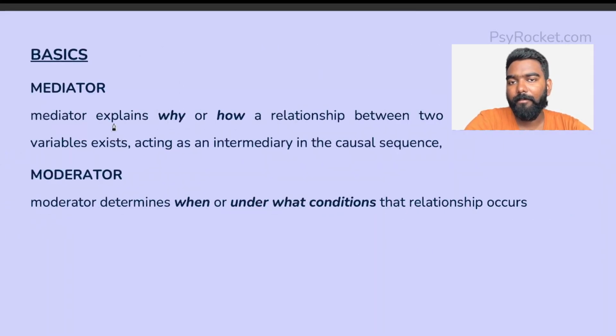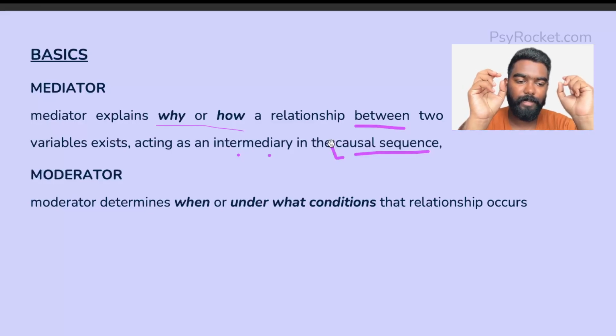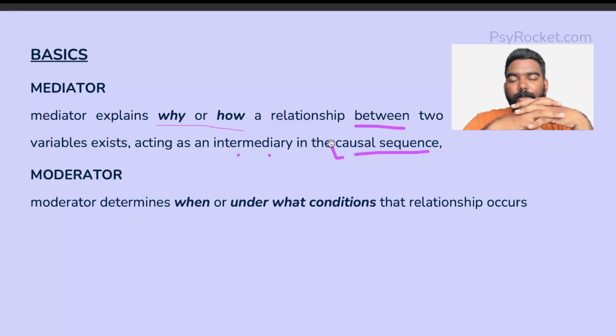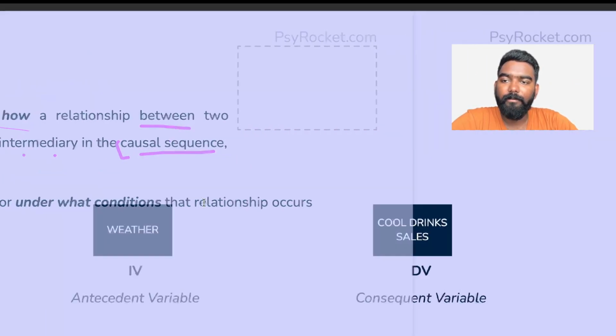See, what is a mediating variable? A mediator explains why or how a relationship between two variables exists, acting as an intermediary. Intermediary means something called a broker in the causal sequence. Okay, with this there is a critical concept you must understand here. Whenever you would like to use, okay, I'll explain it later. Please wait. What is a mediator?